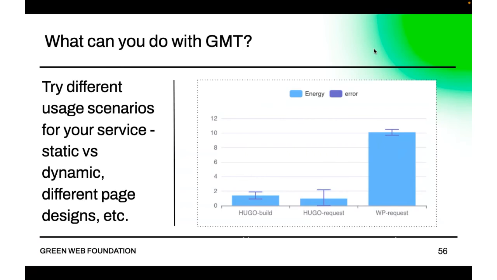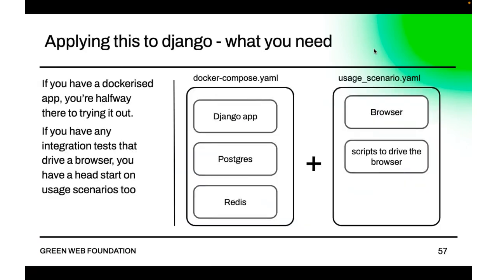So this helps you think about different architectural choices you might make as a developer or as a designer of a system to make reductions. If we were to look at doing this in Django, you need two things, basically. You need a Dockerized application first, and you need some way to drive a browser, just like you mentioned, to get this detail for some of these points here.